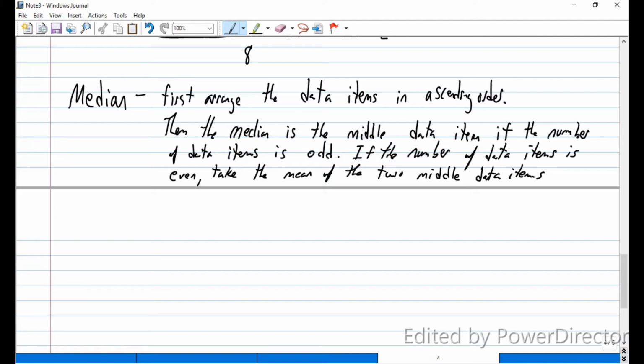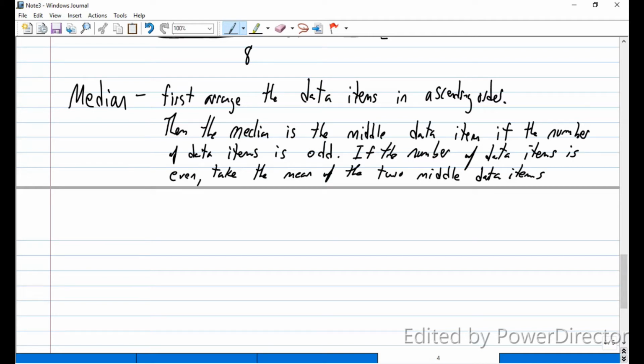So median is middle. Your PowerPoint, I didn't really go through these steps, but I just put it all together. It says arrange the data items in ascending order, determine the number of values in the data, find the data value in the middle of the data set. If the number of data items is odd, then the median is the data value that is exactly in the middle of the data set. If the number of data items is even, then the median is the mean of the 2 middle observations.